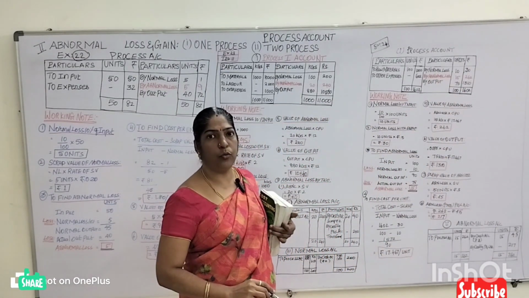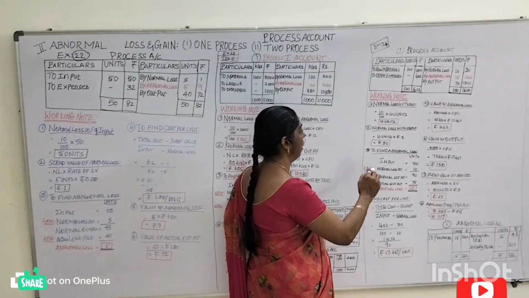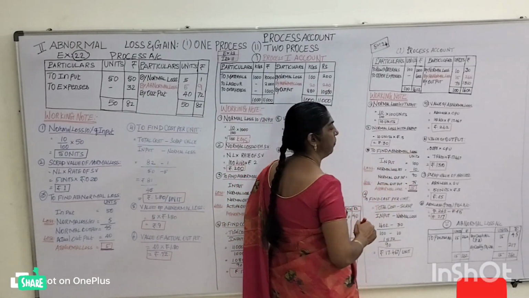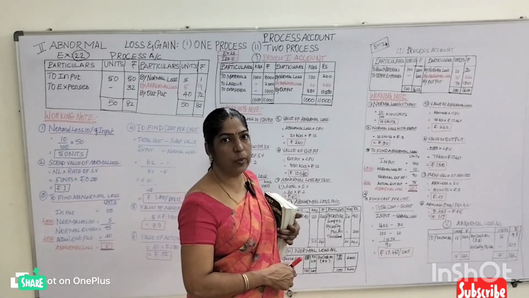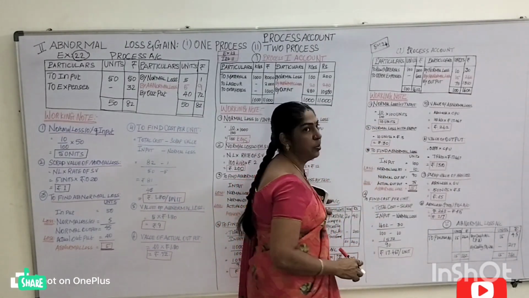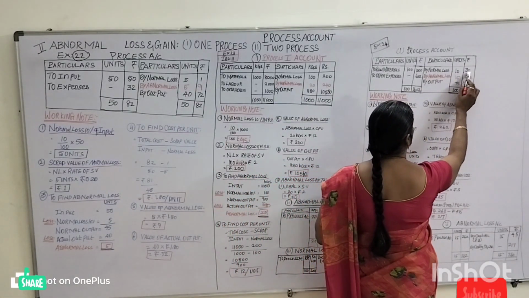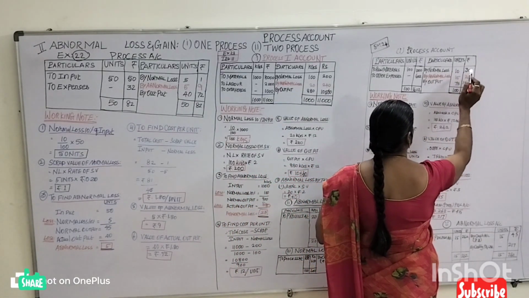Then we find the scrap value of normal loss. The scrap value is given in the question as 3 rupees. 3 rupees into 10 units, you get 30 rupees scrap value. So against the normal loss, you enter 30 rupees in the rupees column.